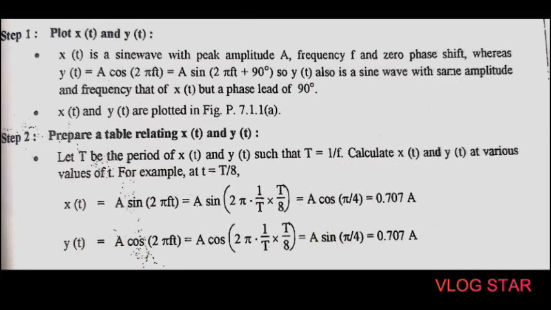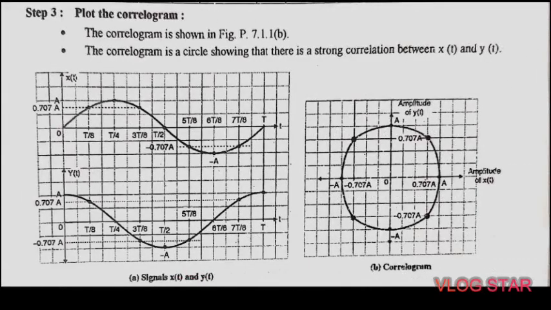This is x of t, which is a sine wave with peak amplitude A, frequency f and 0 phase shift, whereas y of t is equal to A cos 2 pi f t, which is equal to A sin (2 pi f t plus 90 degrees). So y of t is also a sine wave with the same amplitude and frequency as x of t, but with a phase lead of 90 degrees. These x of t and y of t are plotted in diagram 7.1.1a.